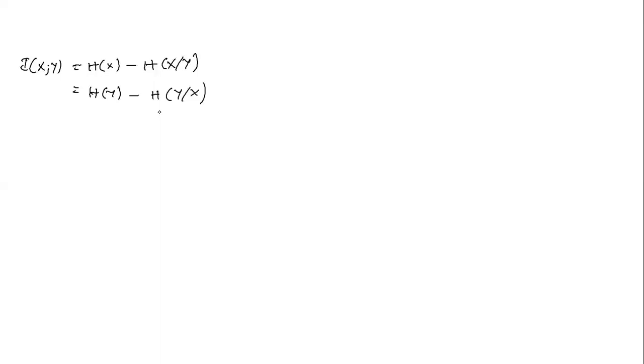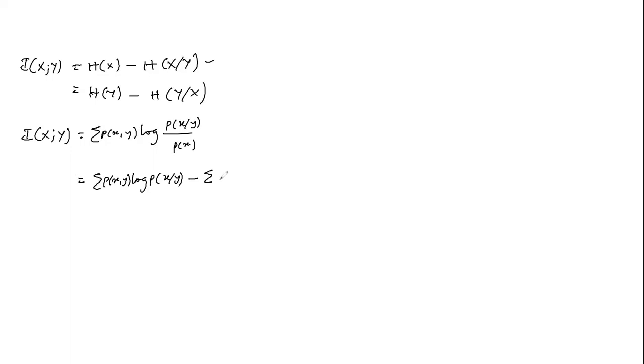So let us show this. For instance, we already know that mutual information is the same as the summation of p(x,y) log p(x|y) over p(x). And from here, we can also show that this is the same as the summation of p(x,y) log p(x|y) minus the summation of p(x,y) log p(x).